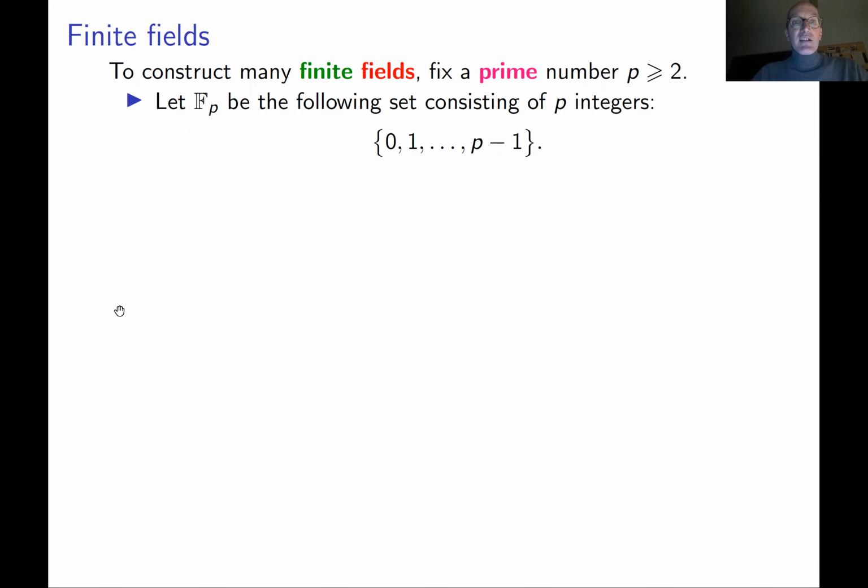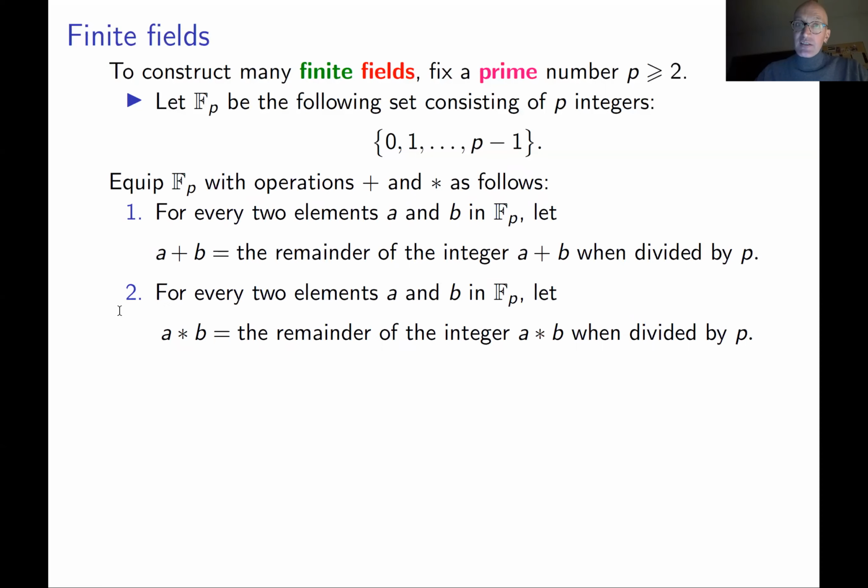Okay, let Fp be the finite set consisting of p integers, 0, 1, 2, up to p minus 1. P is excluded. Then we want to equip this set with addition and multiplication. Okay, one naive way: you can just take two integers from this set and add them and multiply. But this rule is not going to work because you can accidentally get a number that is not in the set. Then you have to adjust it. You have to take the remainder of this number when you divide by p. This gives you these two rules, how to add elements from the set and how to multiply.